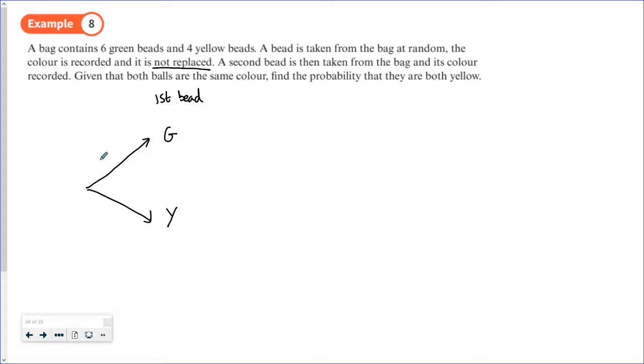So this is the probability of 6 out of 10. So that's 6/10. Because 6 of the beads are green and 10 of them are in the bag in total. And these two have to add up to 1. And we know that there's 4 beads out of 10 that are yellow. And then we can do a similar thing for the second bead.